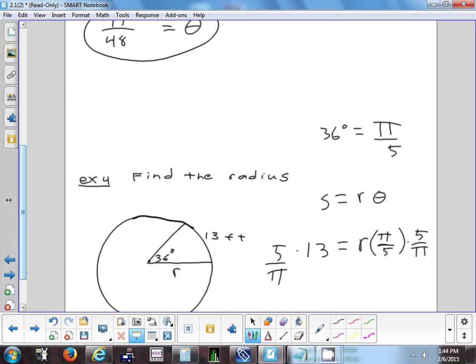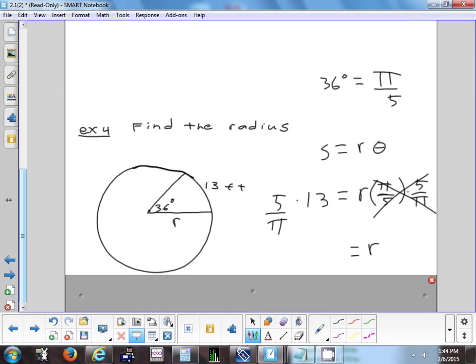What that's going to do is get rid of the 5s and the pi's at the same time, leaving r by itself. Okay, so then we got to do 5 times 13, which is how much? 65. What goes in the bottom? Pi. And now we just found a radius.